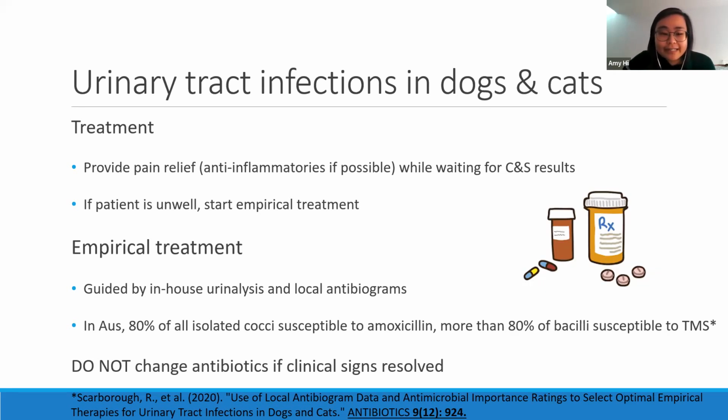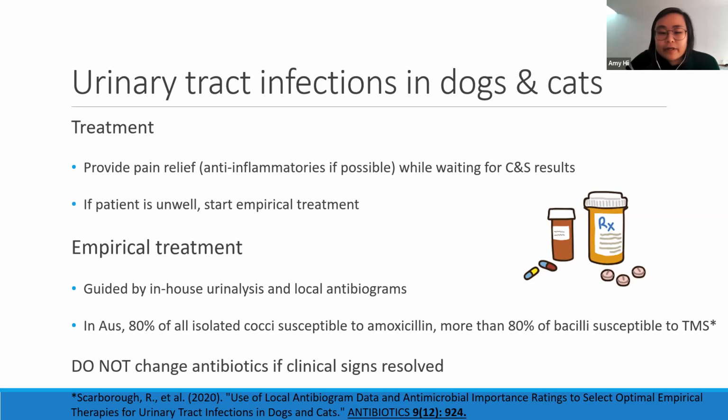Conveniently in Australia, my colleague Reece Scarborough has published a study of over 6,000 urinary isolates from dogs and cats. She found that 80% of all isolated cocci were susceptible to amoxicillin, and more than 80% of rods were susceptible to trimethoprim-sulfa. Both of these are considered low-rated antibiotics according to the ASTAG ratings. So both are excellent options for empirical treatment.